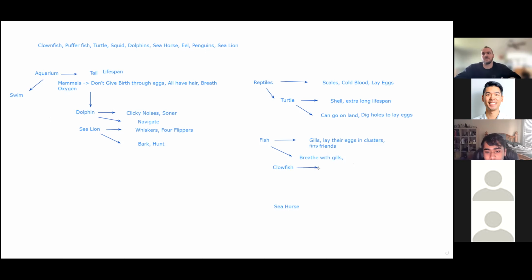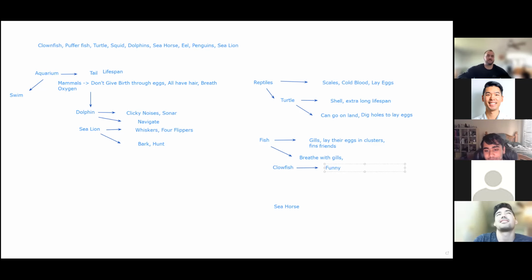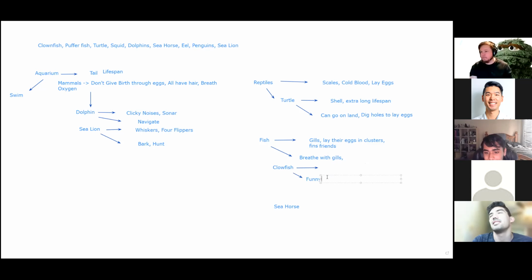So, properties of clownfish. Oh, they're funny. Okay, so let's think. Funny. Does a clownfish have a funny? Or is funny more like a verb? It's almost like an adjective. Yeah, exactly. But I feel like we can rephrase this, right? We can just call it something like, clownfish tell jokes. If they appear funny or if they act funny. They can act funny. Yeah, I'm going to erase this real quick.